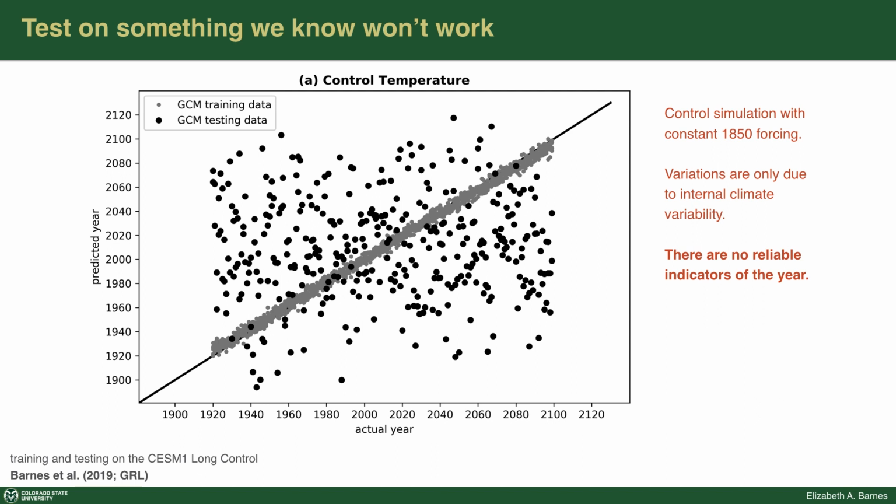This is seen here where the x-axis is the actual year of the map that I gave the neural network, and the y-axis is the predicted year by the neural network. The gray dots are the training data, the data that the neural network was trained on, and it does a very good job with those years, as shown by the one-to-one line, except this is really overfitting, because when we give the neural network maps it's never seen before, shown in black, it does a very poor job at predicting the year because there's no information there.